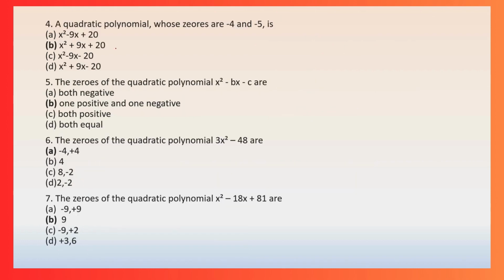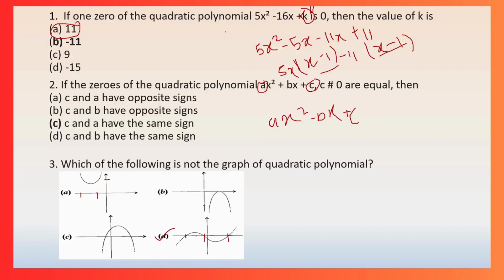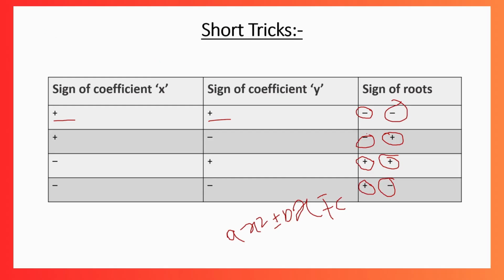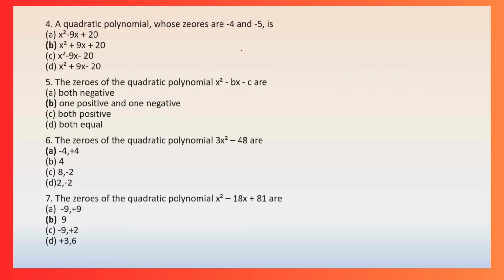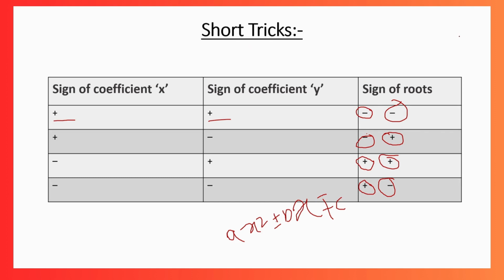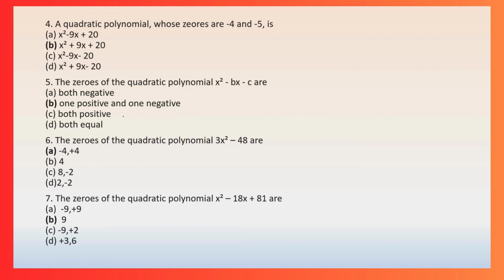A quadratic polynomial whose zeros are minus 4 and minus 5 is? In that case we use our short tricks like this. Both the coefficient signs are positive. If both the signs of the roots, that is the zeros, are negative, then both the signs of the equation will be positive. So here it is a positive sign, and here it is also a positive sign. So this is the answer.